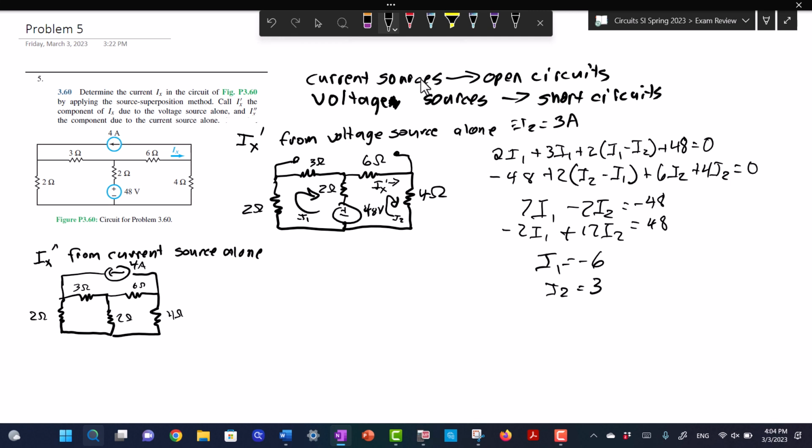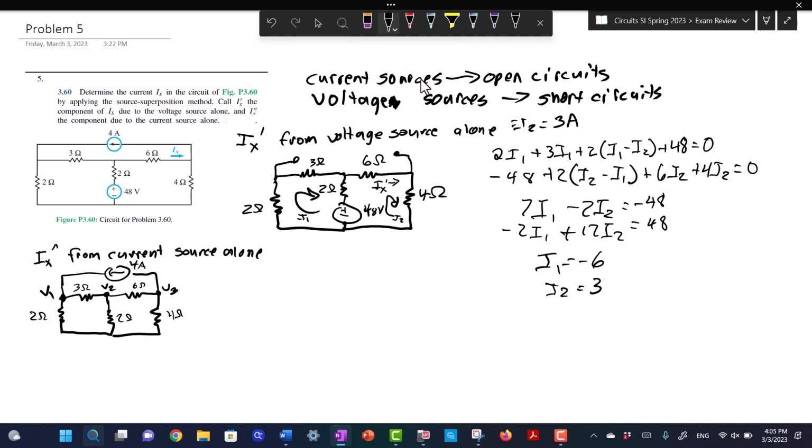And now when I looked at this, I said, there'd be 3 meshes, and if I do nodal analysis, it'll be 3 nodes. So I'll do nodal analysis because that's my favorite. So V1, V2, V3. And remember with nodal analysis, you're adding up the currents coming out of the node. And a current coming out of the node is the voltage at the node minus the voltage at the other side of the resistor over the resistance.